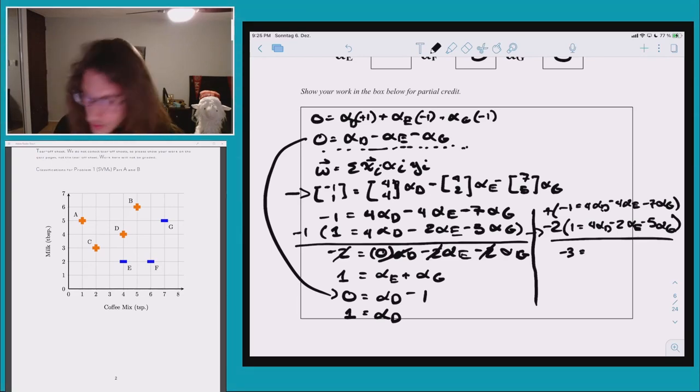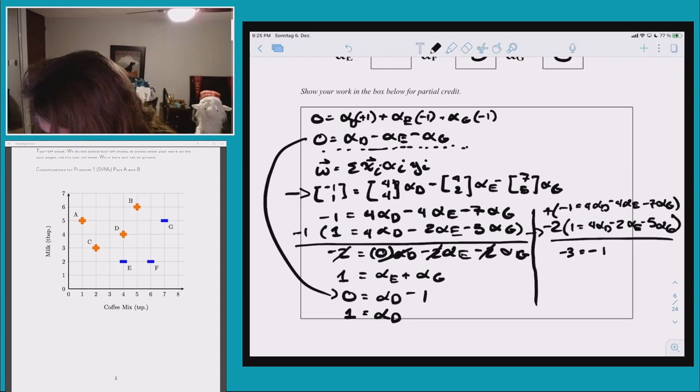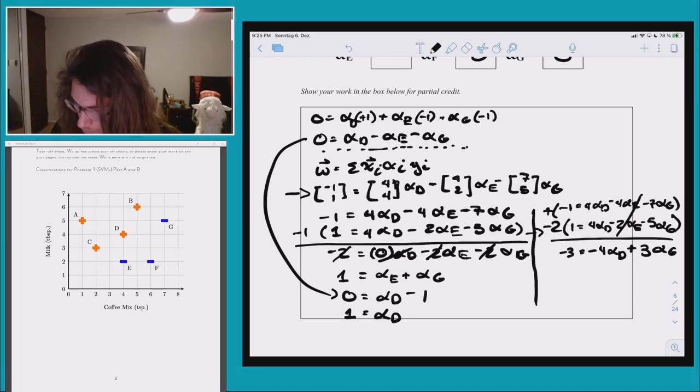So I'm summing these two, and I have a negative 3 here at the bottom, and I have then a negative 4 alpha d. The alpha e's cancel, and then I have a 10 alpha g minus 7, that means it's 3 alpha g, if I'm doing this correctly. And alpha d I know to be 1. So this is negative 3 minus 4 plus 3 alpha g. This cancels out the negative 4. I sum it on the other side, so it cancels out. I end up with 1 is equal to 3 alpha g.